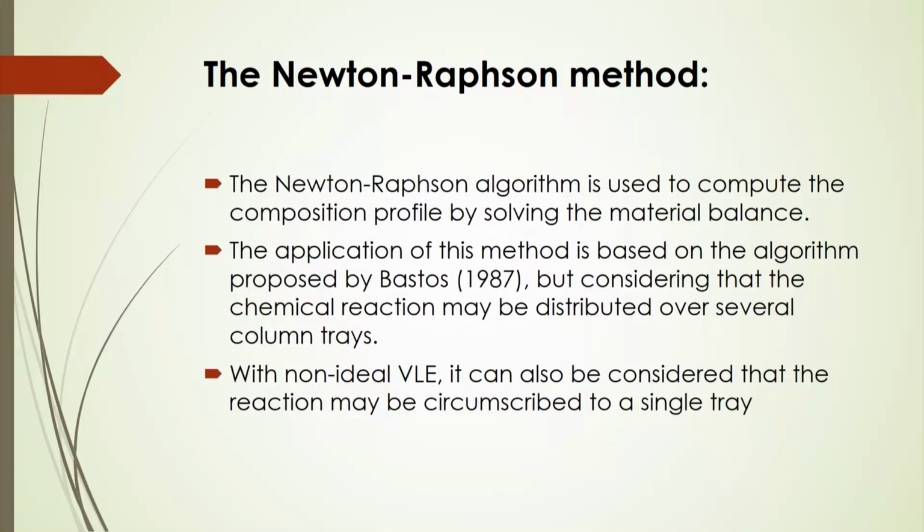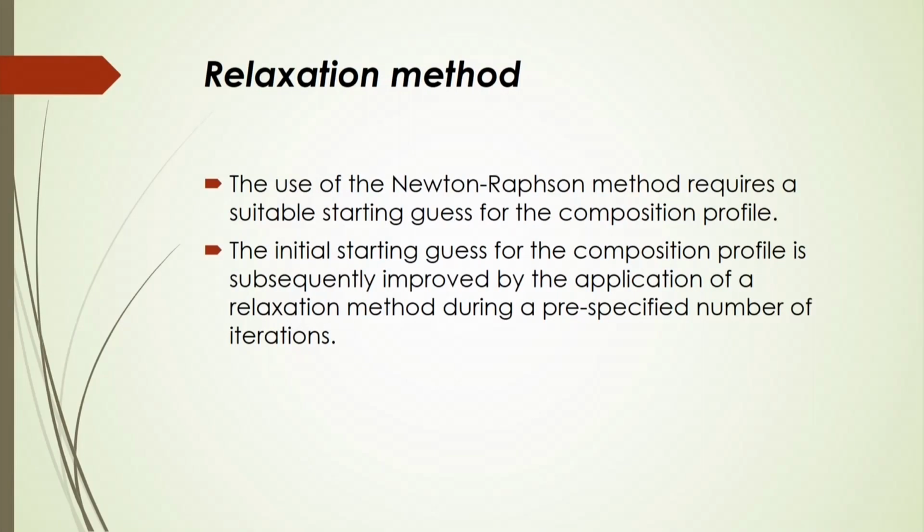Now, what is this Newton-Raphson method? The Newton-Raphson method is used to compute the composition profile by solving the material balance. The application of this method is based on the algorithm proposed by Bestos in 1987, but considering that the chemical reaction may be distributed over several column trays, and with non-ideal vapor-liquid equilibrium, it can also be considered that the reaction may be circumscribed to a single tray.